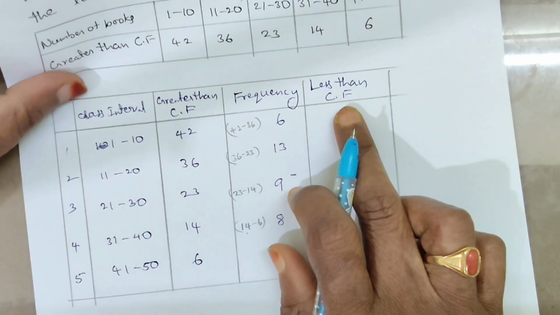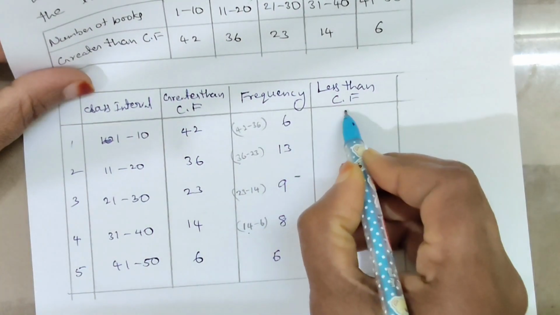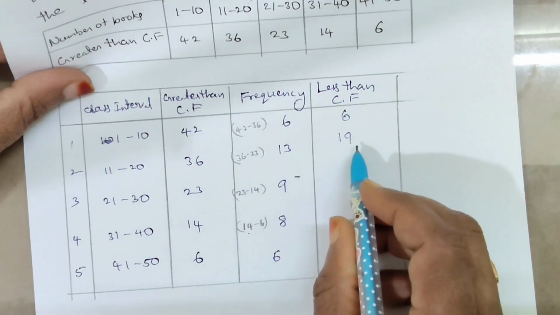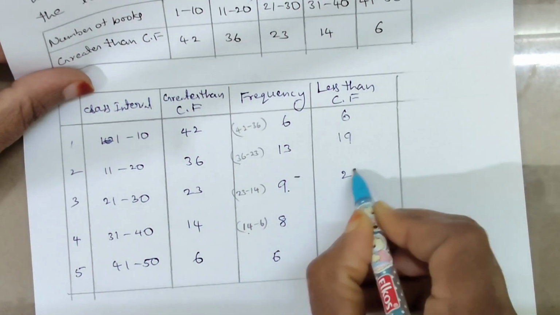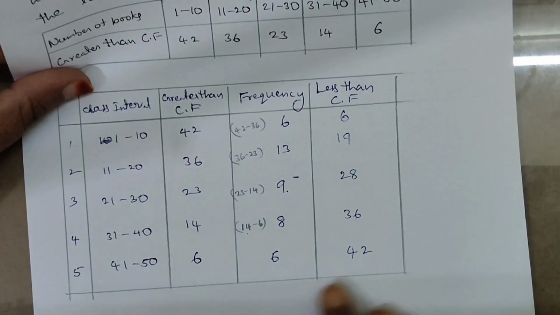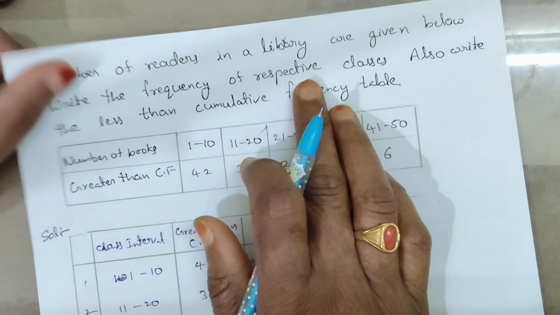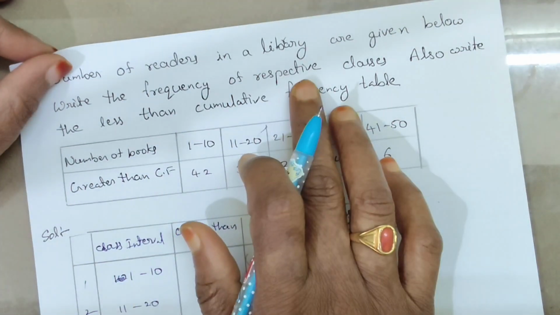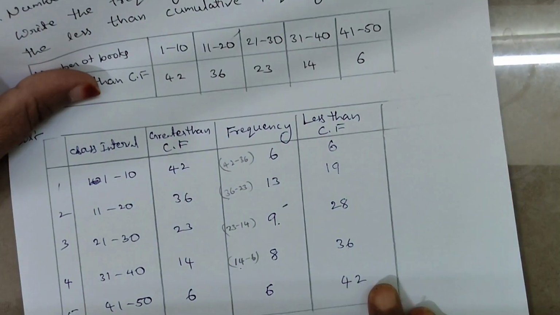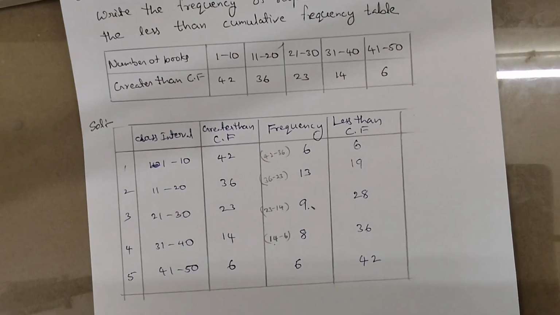Now we write the less than cumulative frequency. We know the method: the first one we write as it is, 6. 6 plus 13 is 19. 19 plus 9 is 28. 28 plus 8 is 36. 36 plus 6 is 42. So this is the less than cumulative frequency. The question asks for the frequency of the representative classes and also the less than cumulative frequency. The frequency is this column, and the less than frequency is this column. So this is the complete answer to the eighth question.